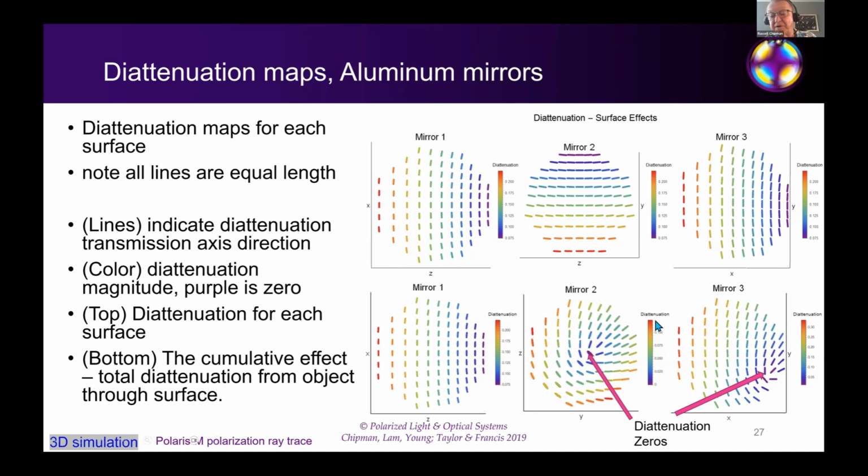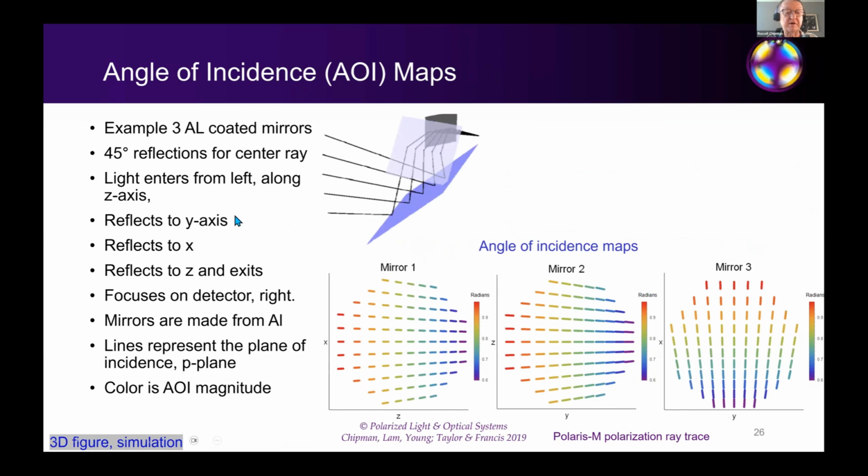And then the color here indicates the magnitude of the retardance, and the lines indicate the orientation. And after the third mirror, we have this. So this is the exiting diattenuation for the aluminum mirror. And the magnitude down here is that we have reached a maximum of about 0.25 diattenuation for this beam here, numerical aperture of about 0.7.